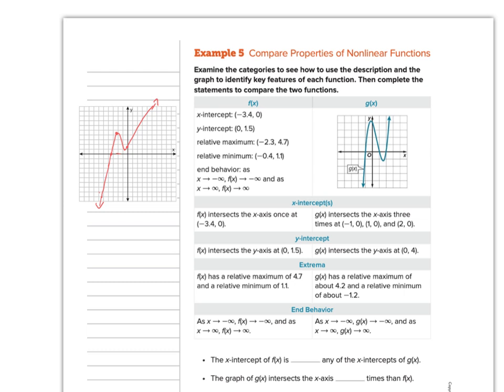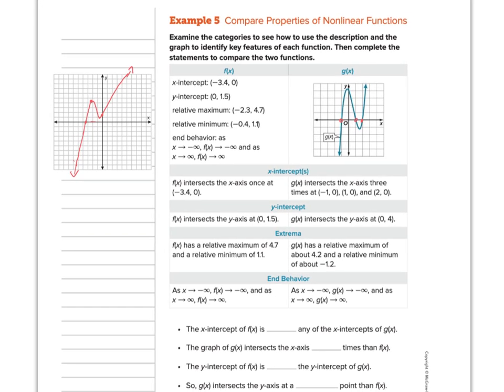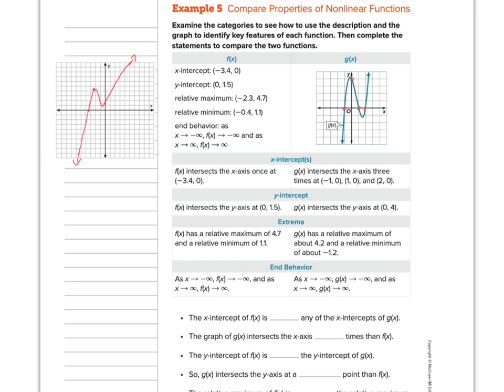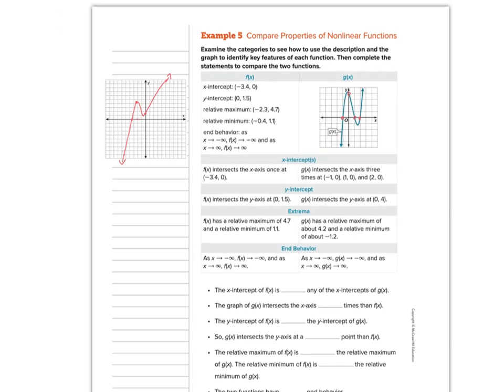So I can see that comparing the x-intercepts, we have over here g of x, I have three x-intercepts. I can compare the y-intercept of g of x versus what we have graphed. The extrema, I can see that g of x has a relative maximum here, a relative minimum here. We have a relative maximum here and a relative minimum here. Neither one of them have a maximum or minimum because they continue to go to positive infinity and negative infinity forever. So there is not a maximum or minimum.